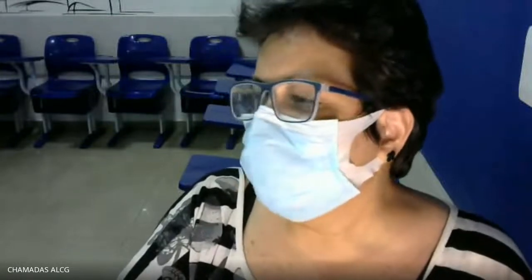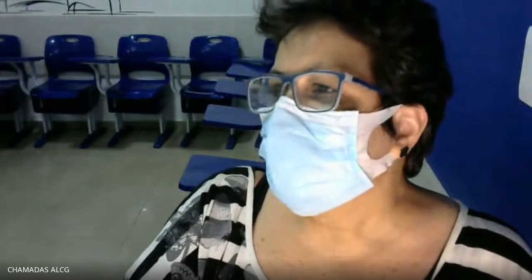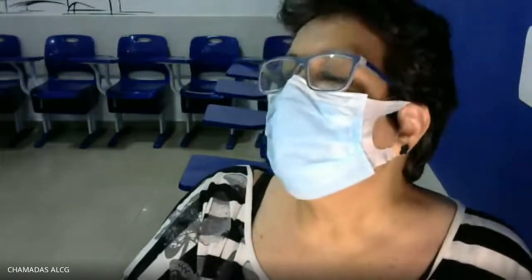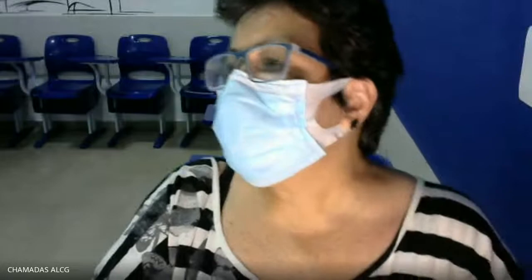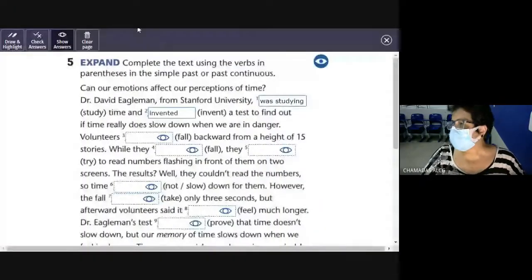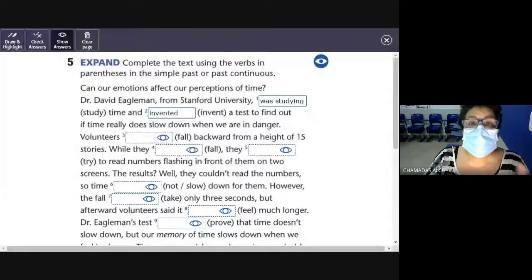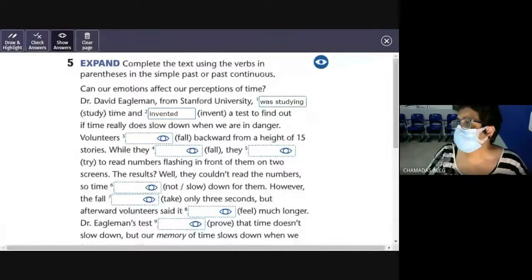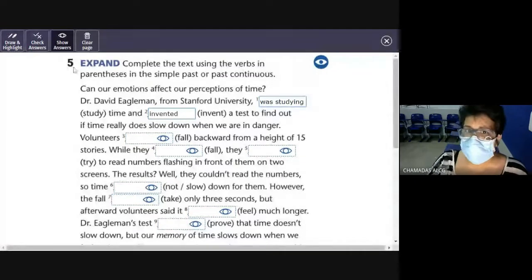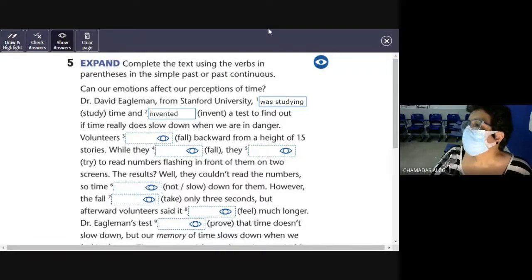So let's go back there. I accidentally closed it. Let's go back to the book. So William, this is our page 19. Actually, no, page 18. Sorry. Okay, page 18. Exercise number 5. Okay. Thank you. All right.